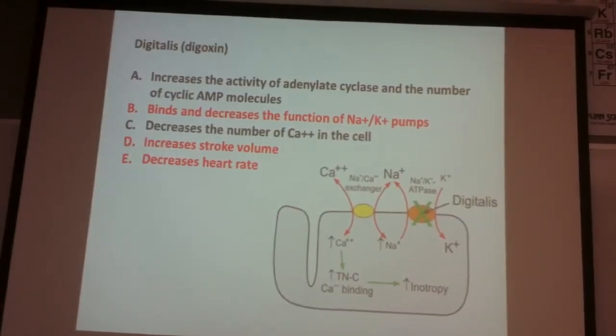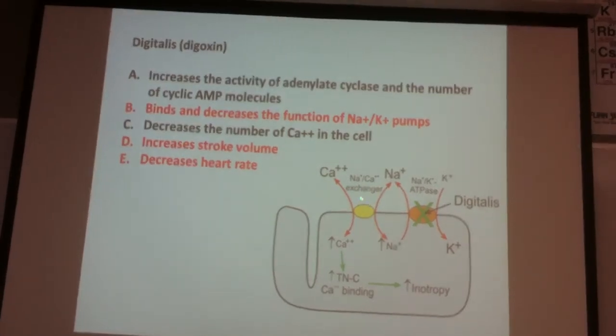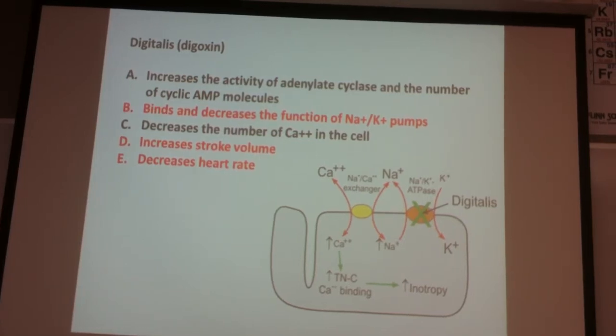So digitalis interferes with the sodium-calcium exchanger. Hence, more calcium stays in the cell. With more calcium, the contraction is stronger. The decrease in heart rate is actually a different function on the AV node, but it does decrease heart rate.